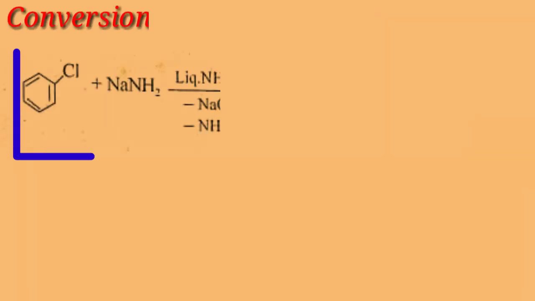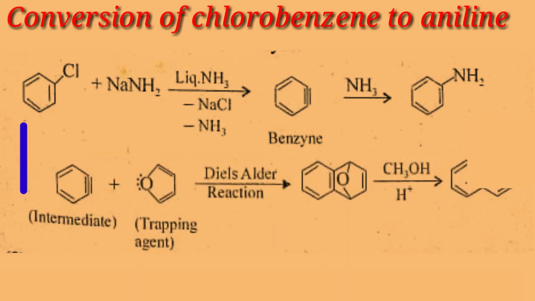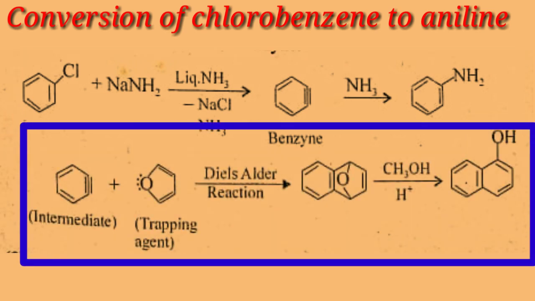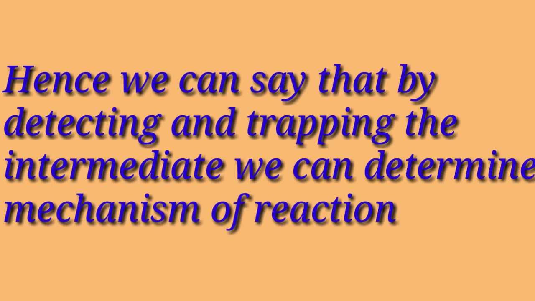Similarly, when chlorobenzene is treated with sodamide in liquid ammonia, the reaction follows an elimination-addition mechanism involving formation of a benzyne intermediate. When a small amount of furan is added, the benzyne is trapped and the product on treatment with acid gives alpha-naphthol. This confirms the formation of benzyne. Hence, we can say that trapping the intermediate may help us to determine the mechanism of a reaction.